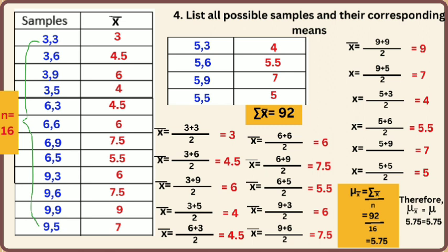So, the total elements in the sample, we have 16. So, 92 divided by 16, that would give us the answer of 5.75. So, therefore, our mean of the sampling distribution is equals to the population mean, which is 5.75.